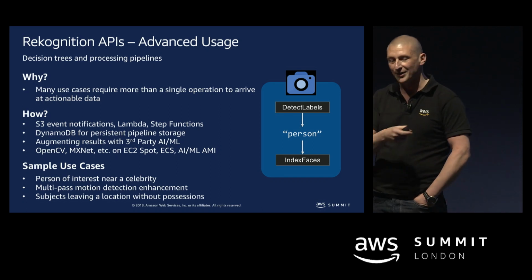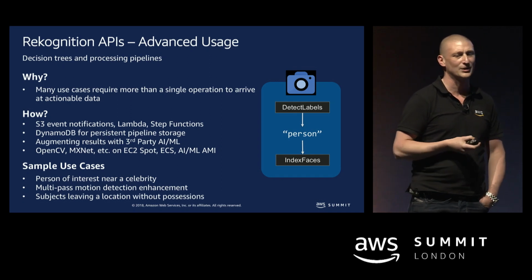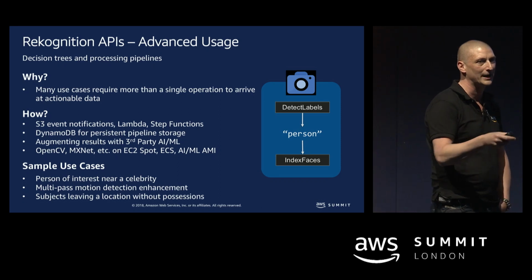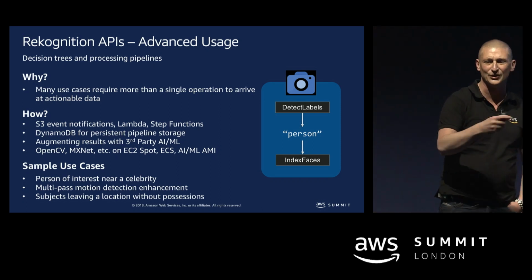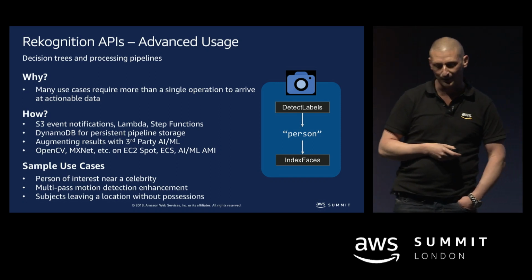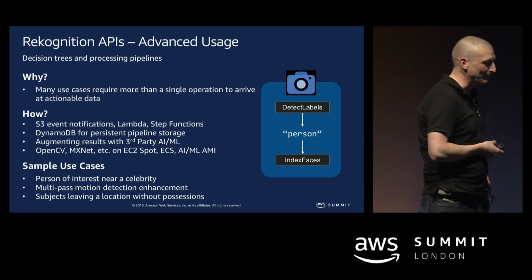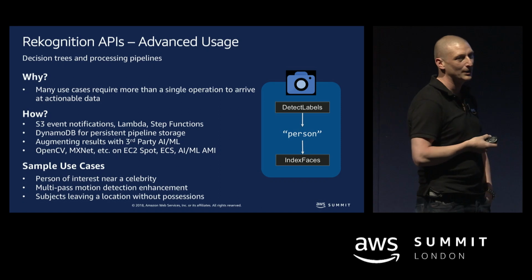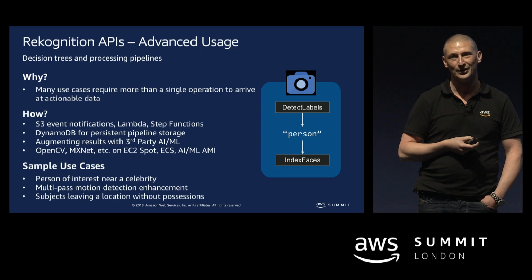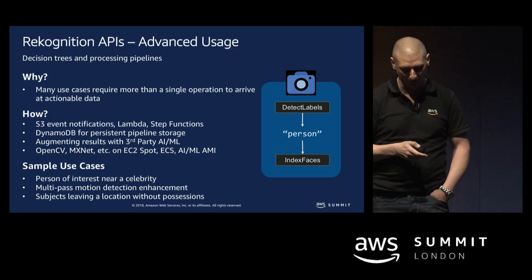But simple use cases, as we've touched on with the story with Sky, include whether persons of interest are near a celebrity. You can do multi-pass motion detection enhancements, so you're looking at how to put more intelligence into the end devices, and we'll touch on that a bit later in the closing examples. You can also have use cases, again from a travel and transport scenario, of people going into buildings and then leaving, leaving behind possessions. This could flag something of interest to the security authorities.